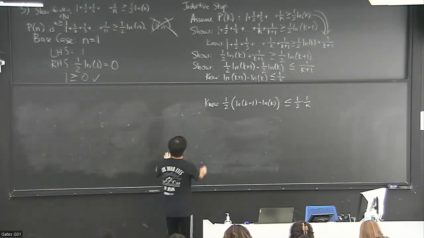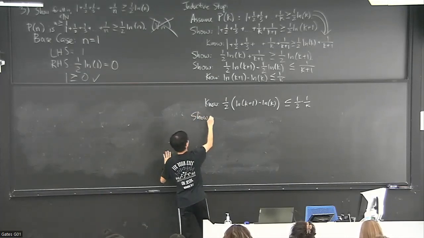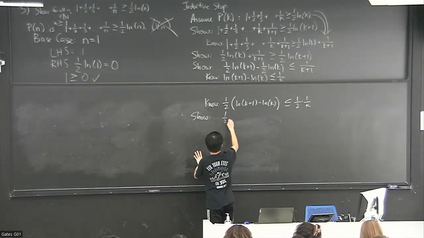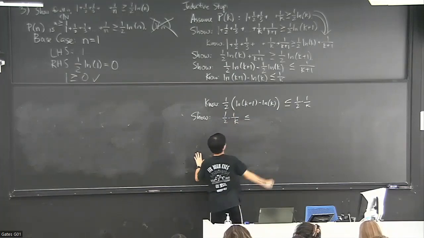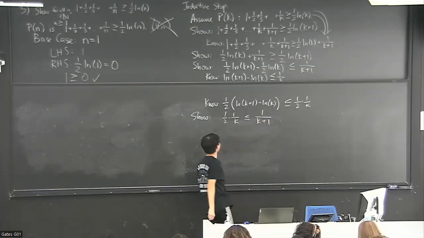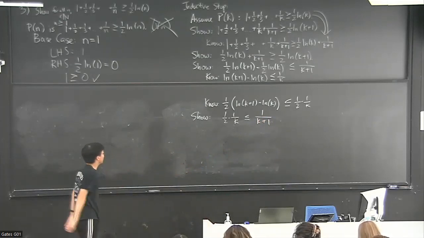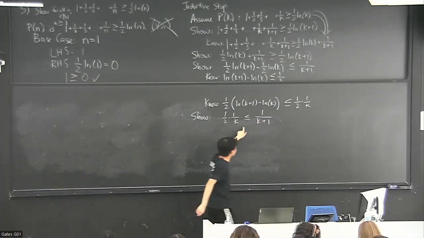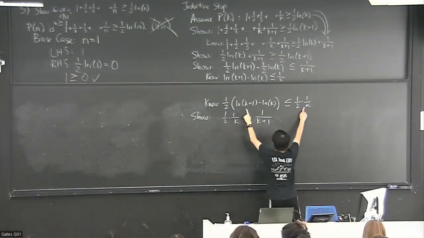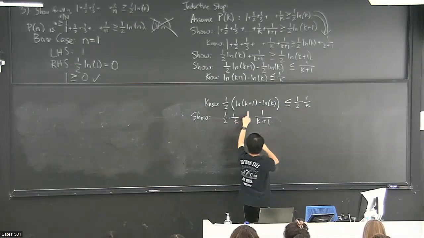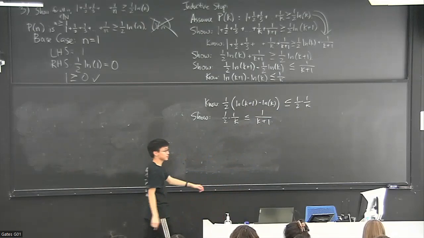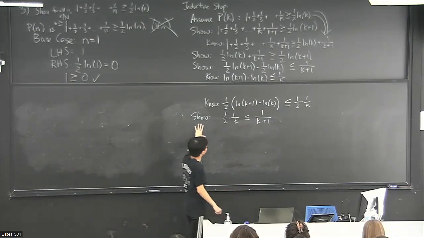So now, what do I want to show? I actually only need to show 1/2 times 1/k is less than or equal to 1/(k+1). That's the new goal. Because if I can show this is true, that means I know this is less than this, and this thing is less than this. Therefore, this is less than this, which gives you the thing on top. Right? This is the new goal.